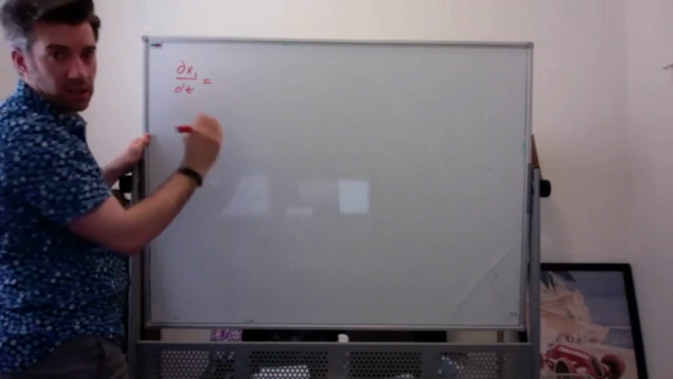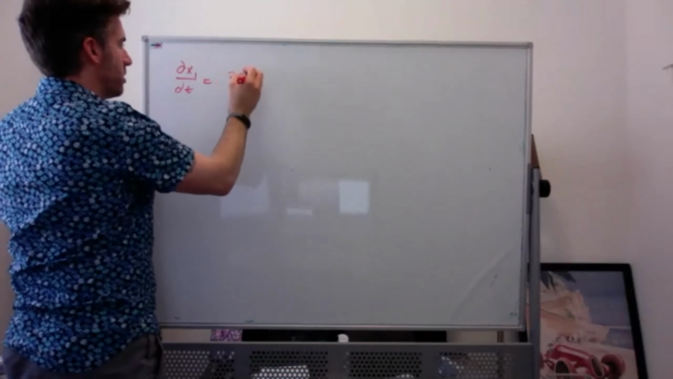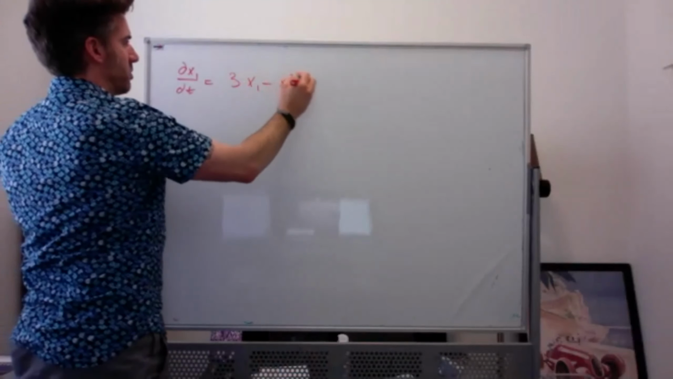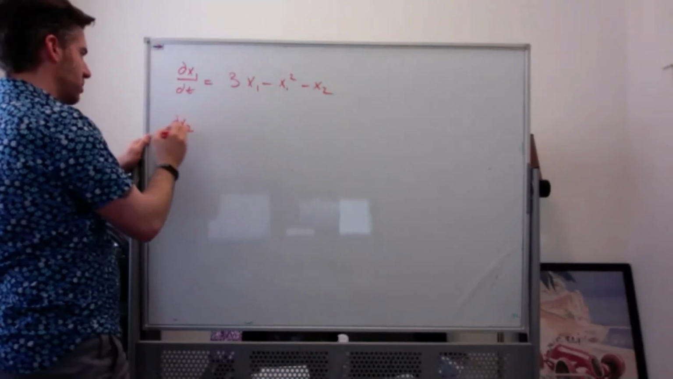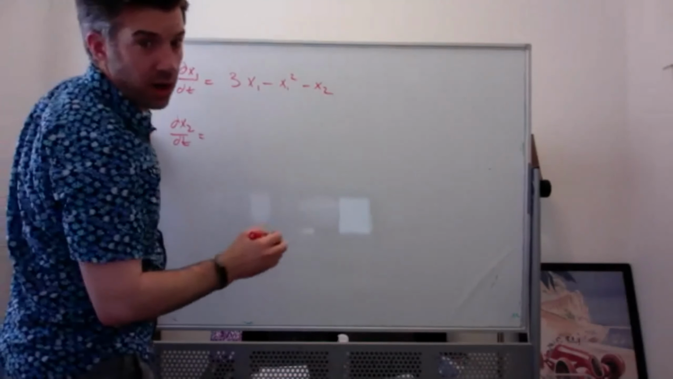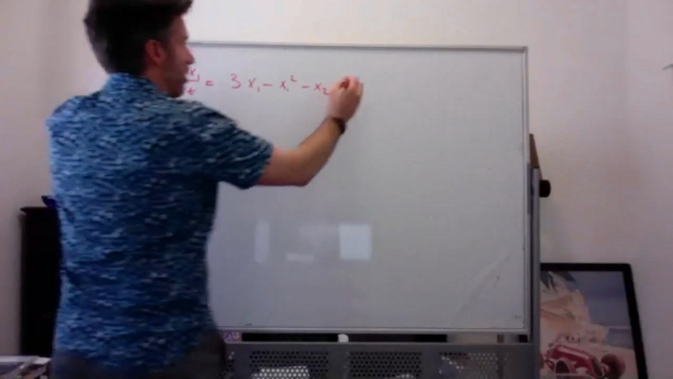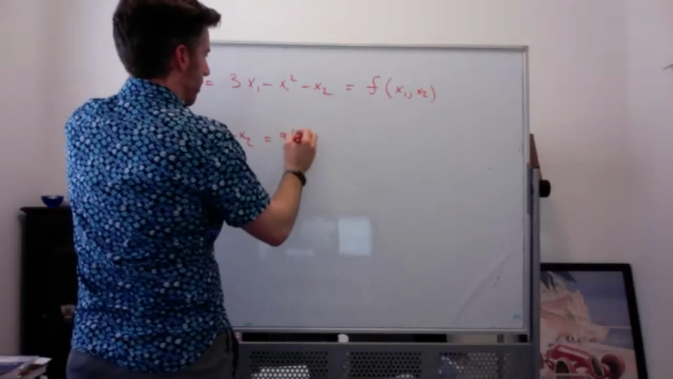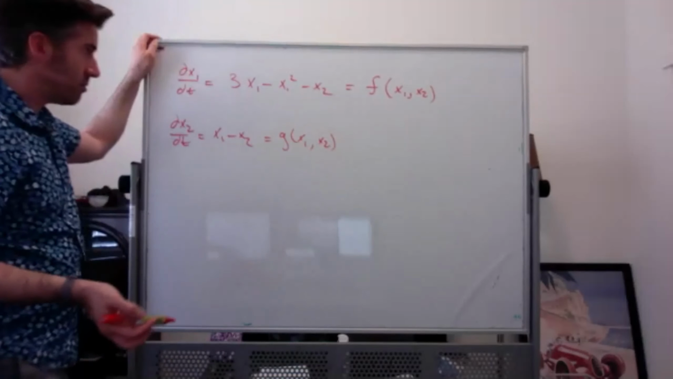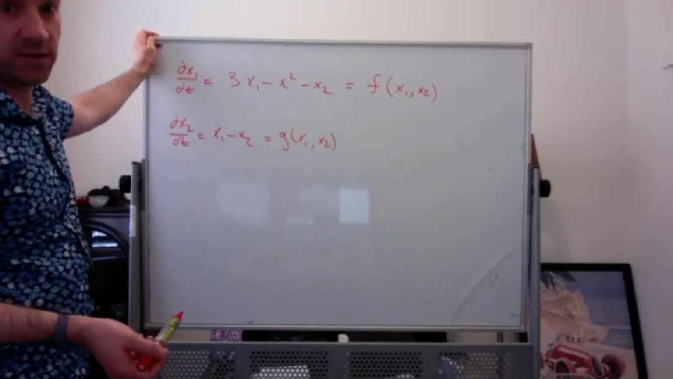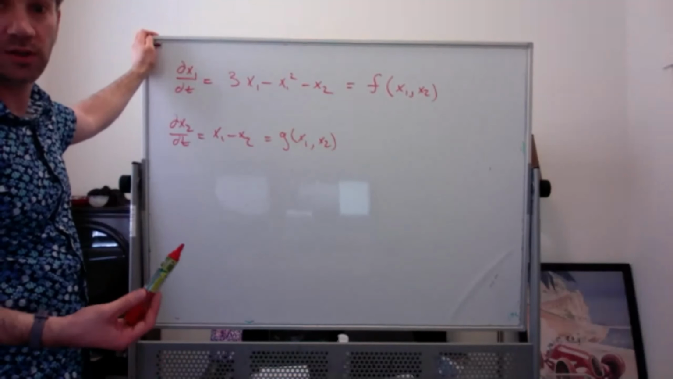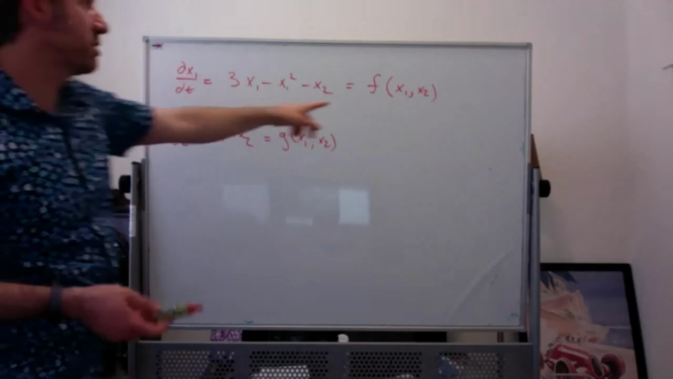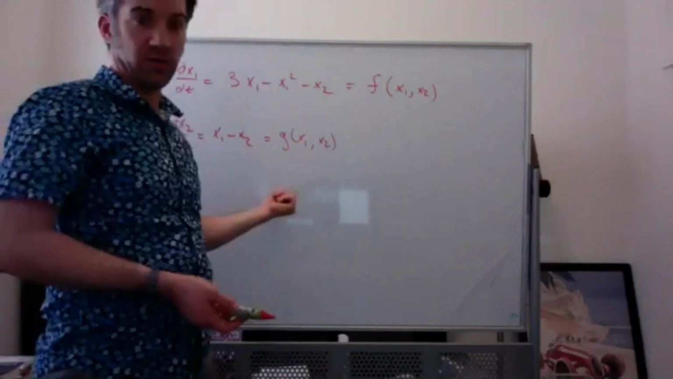So let's say dx1 dt is equal to x1 times, now let's just multiply it out, 3x1 minus x1 squared minus x2, and dx2 dt was x1 minus x2. I'm going to call this f of x1, x2, and this g of x1, x2. And then we're going to find the Jacobian matrix, where we take the partials of this with respect to each variable and the partial of this with respect to each variable.